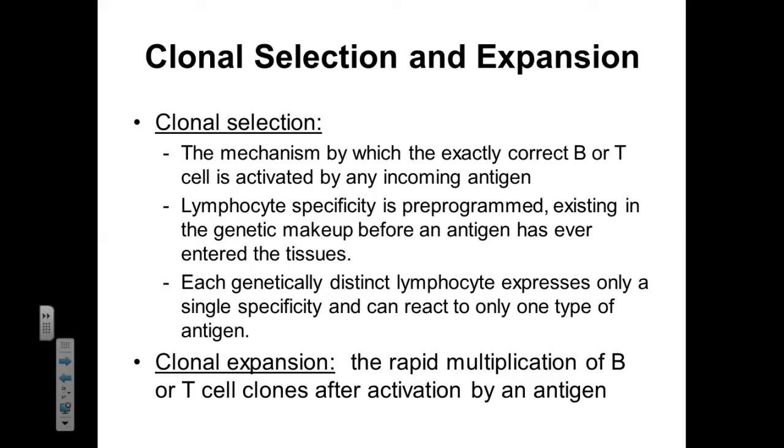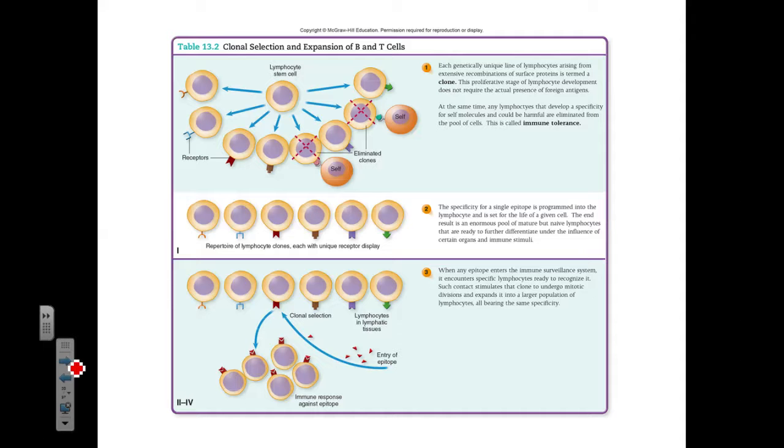Clonal expansion occurs after we activate the lymphocyte, the T or B lymphocyte or T or B cell. So if we expose this T or B cell to the specific antigen that activates it, it'll go through clonal expansion and rapidly reproduce. So let's first talk about clonal selection. I think this figure does a great job of explaining it.